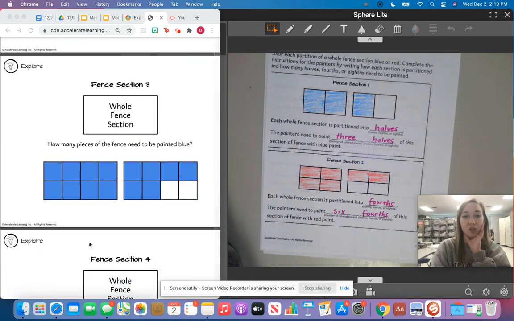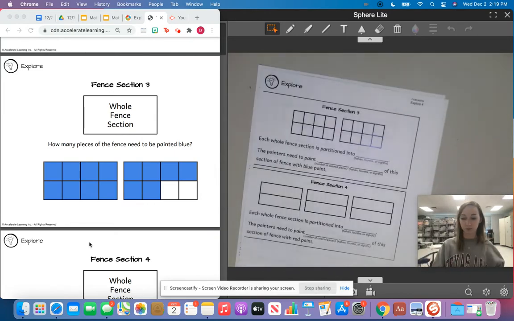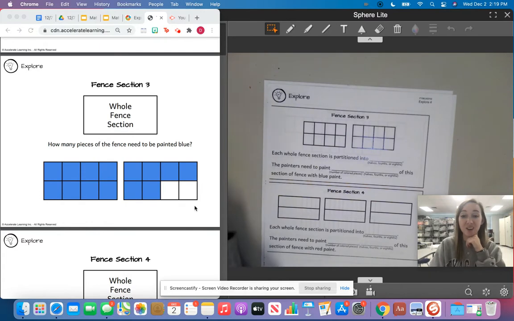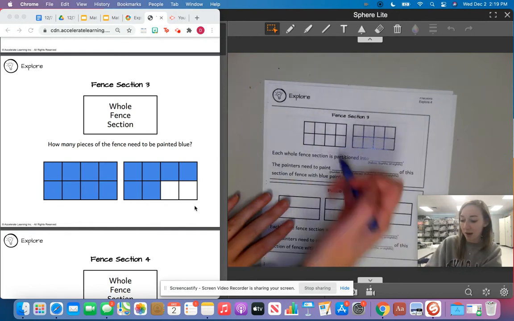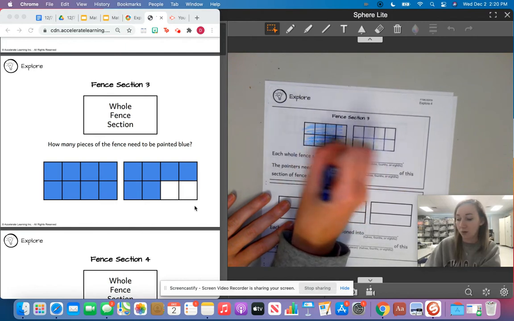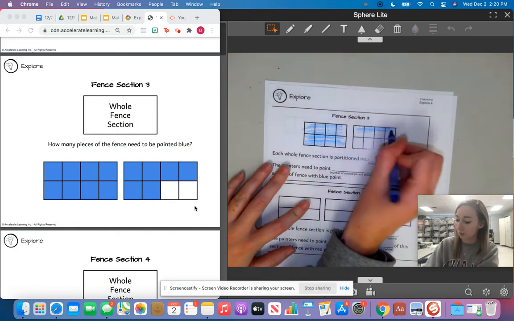Now we're going to move on to section 3. Over here. And if we look, here's one whole fence section. How many whole fences are we talking about right here? I see one whole fence, and then I see another whole fence right here. But not the whole fence is painted blue, right? We have this whole fence that's blue, but only 6 of the 8 pieces over here are colored blue, or painted blue.